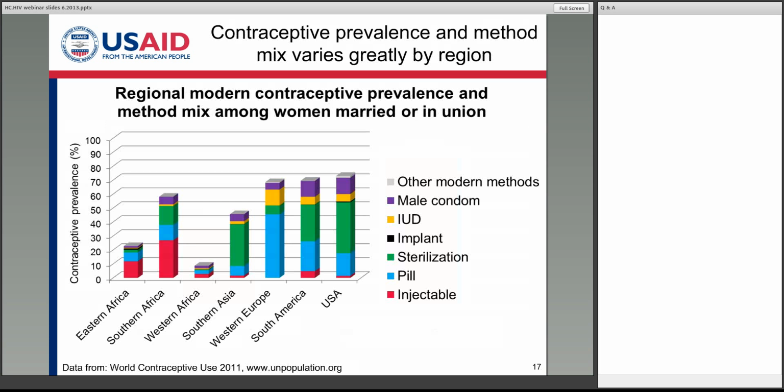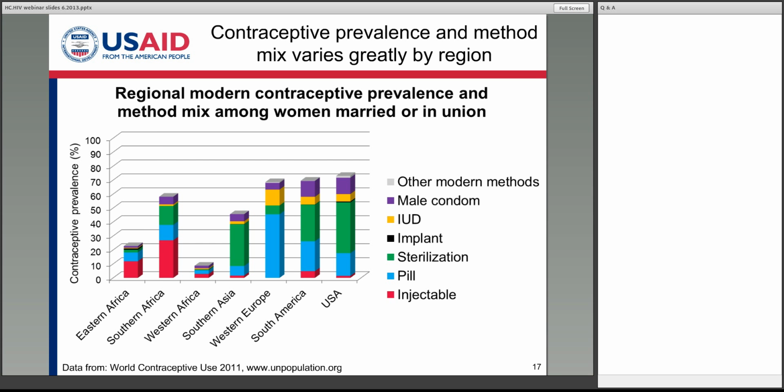Contraceptive prevalence and method mix vary greatly by region. Here you see the modern contraceptive prevalence rate by region as indicated by the height of each bar. So in Africa, for example, contraceptive prevalence tends to be lower than other regions. Each bar also shows the contraceptive method mix. So we see that in Eastern and Southern Africa, injectables, shown in red, represent a large proportion of the overall method mix, while sterilization and/or pills, shown in blue or green, tend to dominate in the other regions shown.